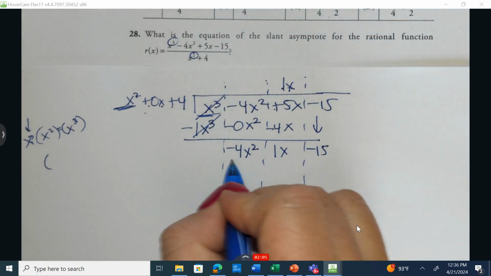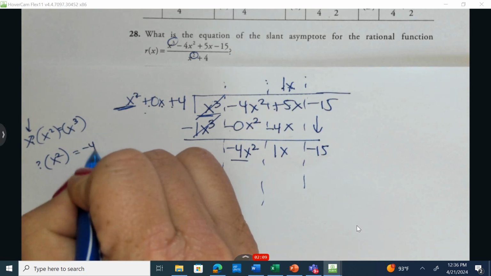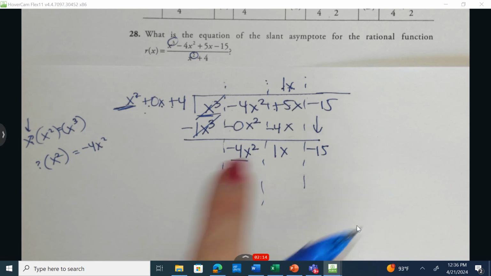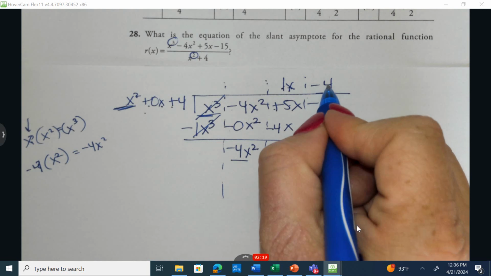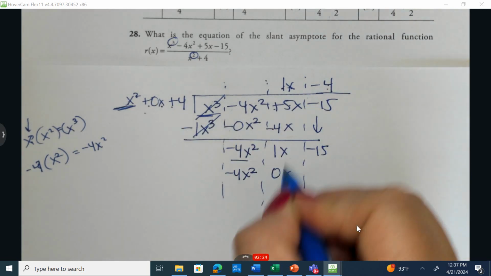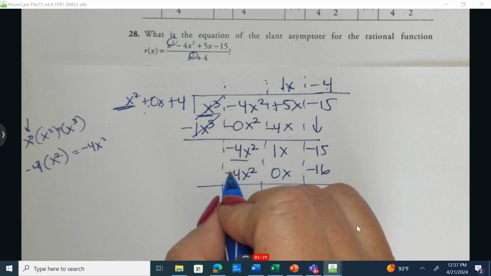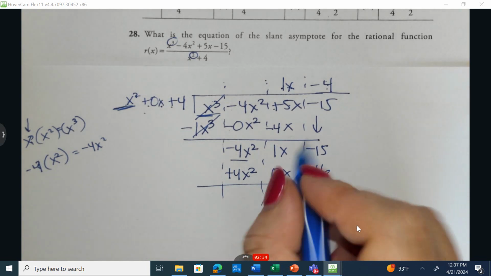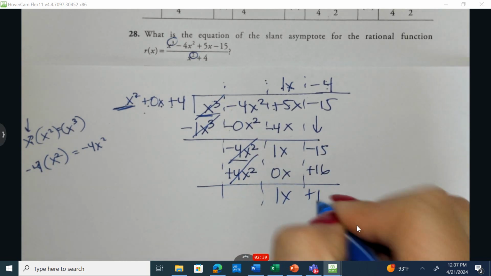Let's try this again. X squared times what equals negative 4x squared? And I'm missing a negative 4. So in this position, I put down a negative 4. I multiply to get negative 4x squared, multiply to get a 0x, and multiply to get a negative 16. Always change the sign of everything in the second row. So change, and whether 0 is positive or negative, it makes no difference. And let's add down additive inverses. I get 1x and a positive 1.